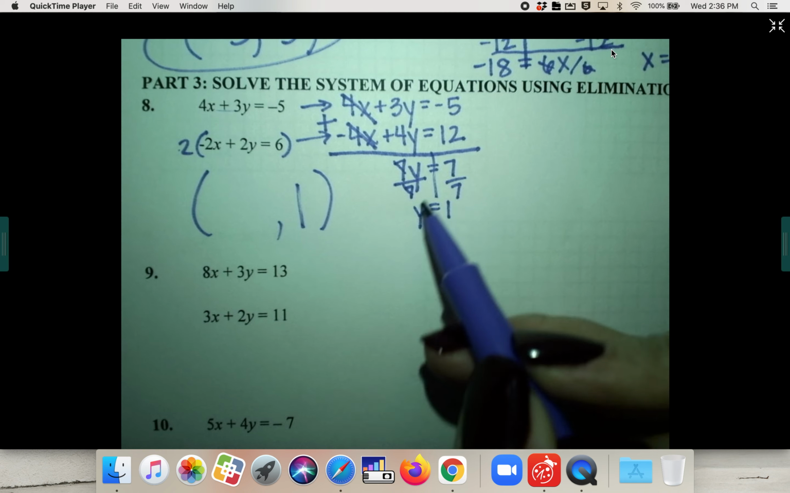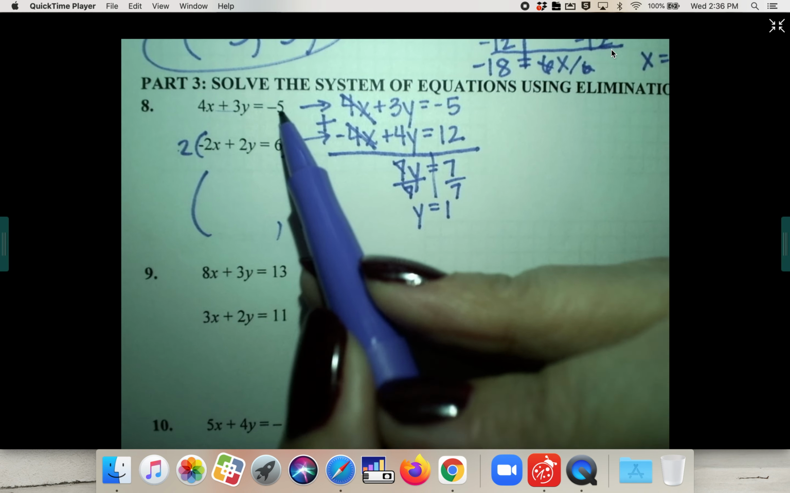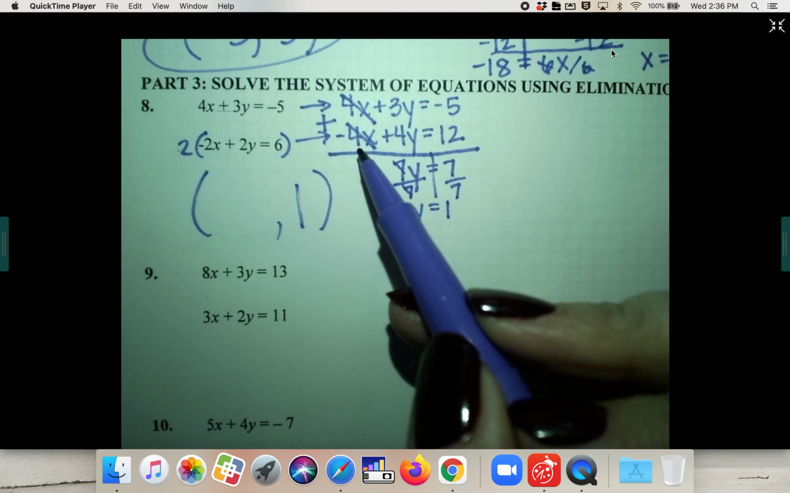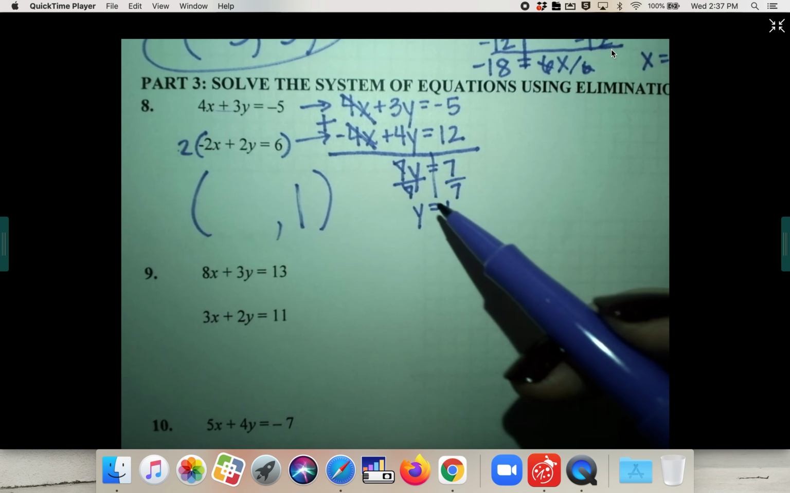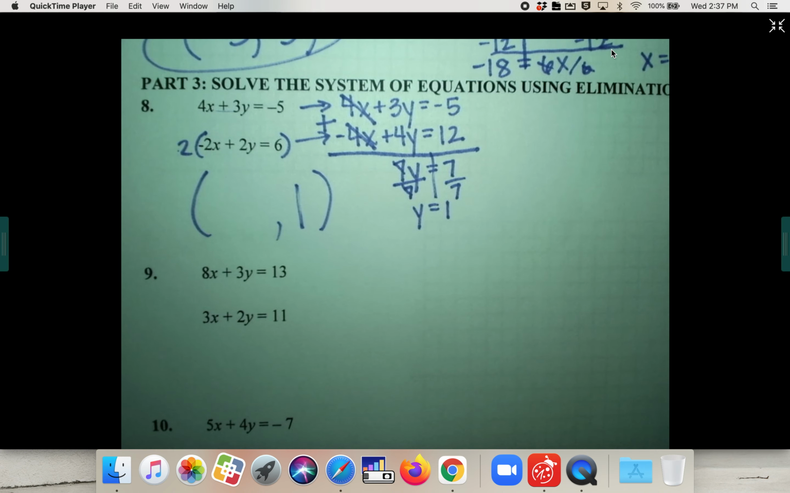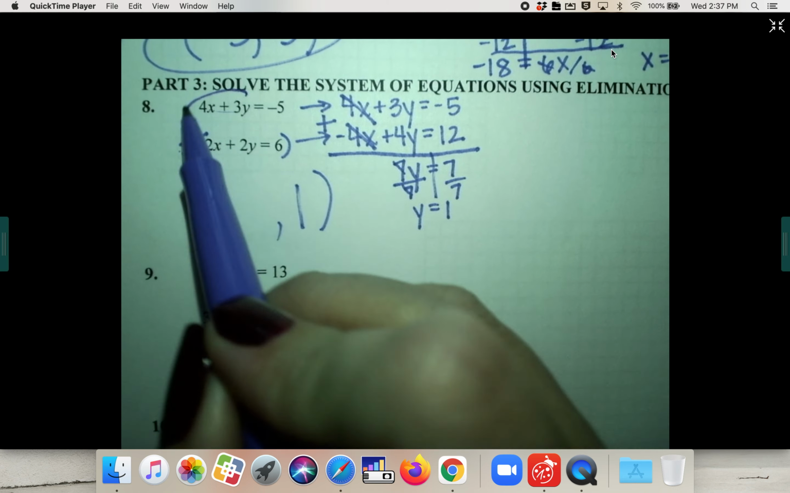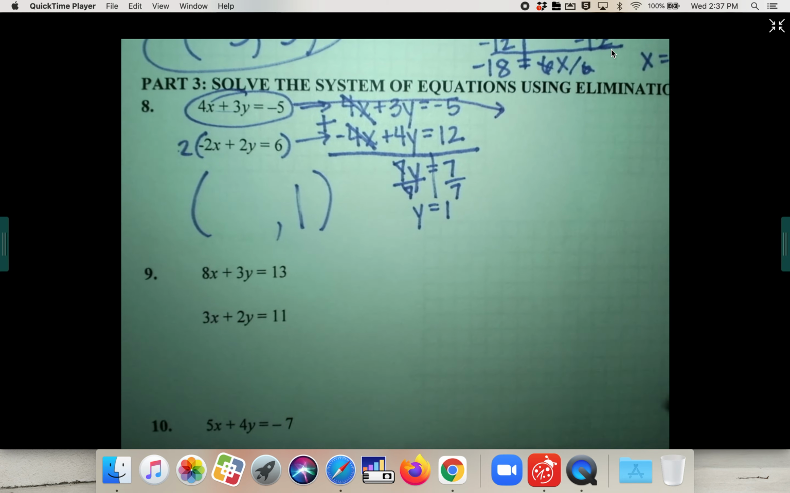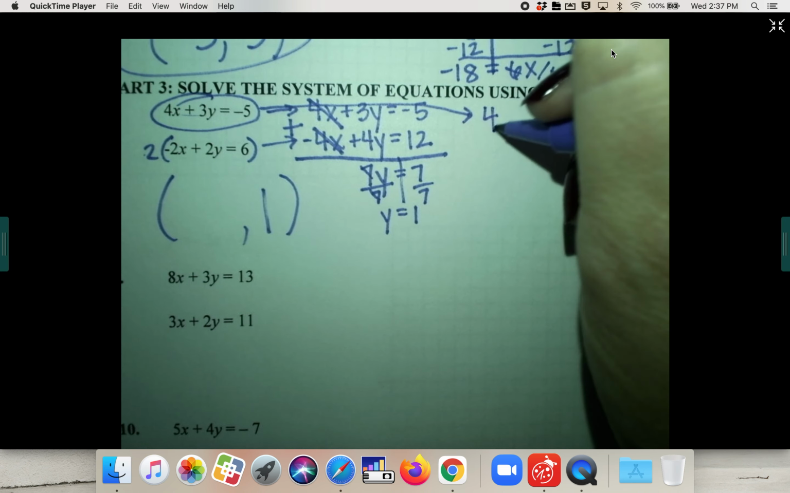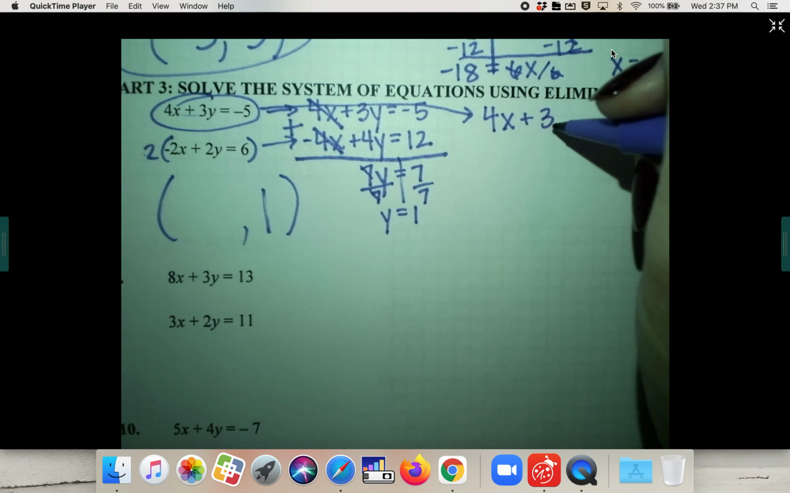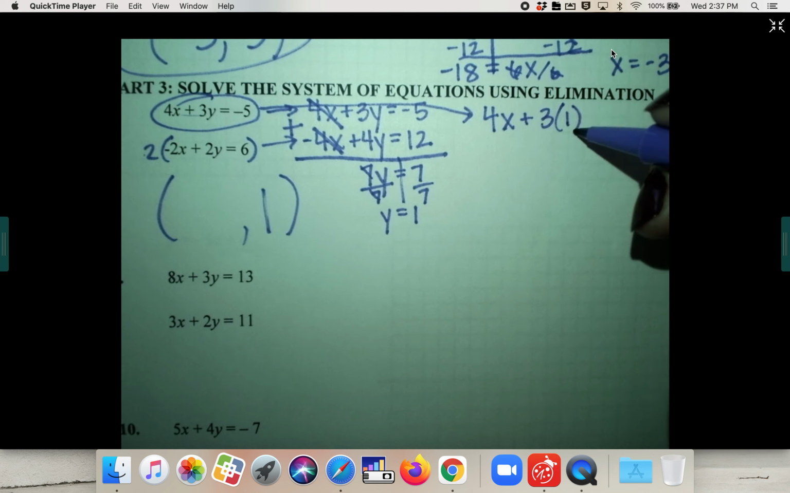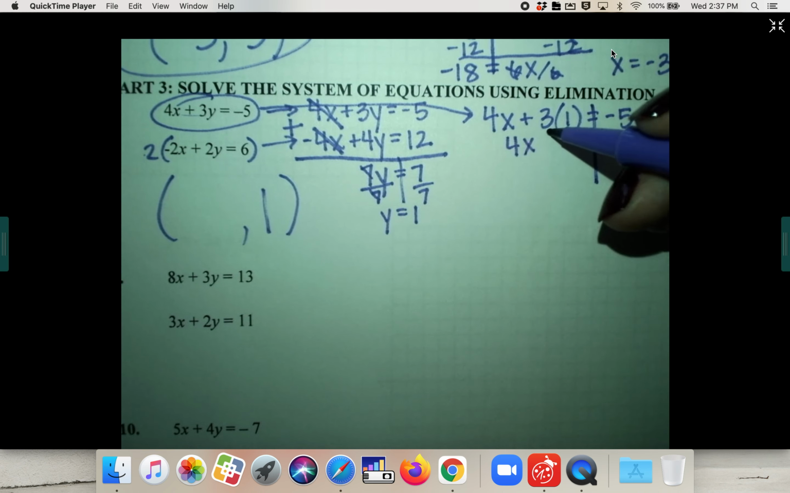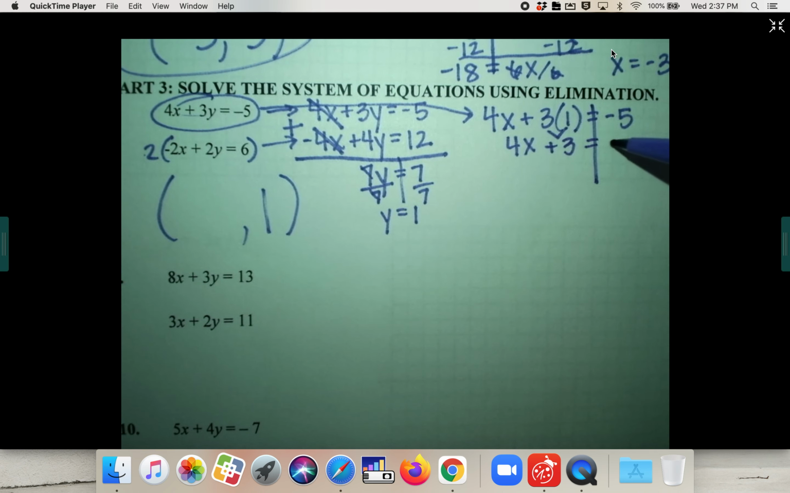So now that we know y is 1, we can use either the top equation or the bottom or the one I doubled. It does not matter. And I'm going to take it and plug in 1 for y. So I'll just use the top first equation. It really doesn't matter which one you use. So 4x plus 3y, not y, but times 1, because that's what y is, we just solved, equals negative 5. All right, that would be 4x plus 3. So then I would subtract 3 on both sides.